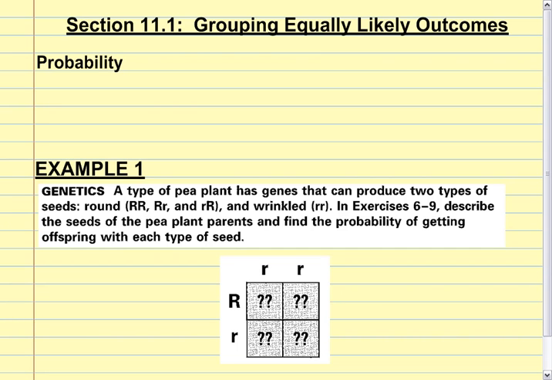Okay, folks, section 11.1, it says grouping likely outcomes. Okay, relax. We're going to talk about probability. The chances of something happening. The chances of an event happening. How about an event occurring? That sounds better.